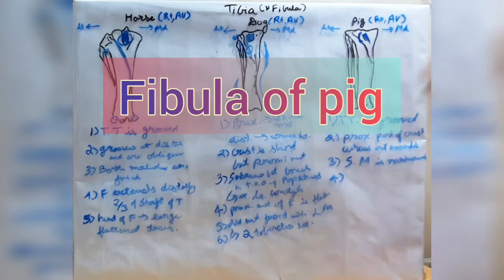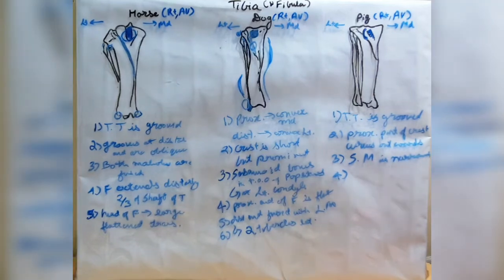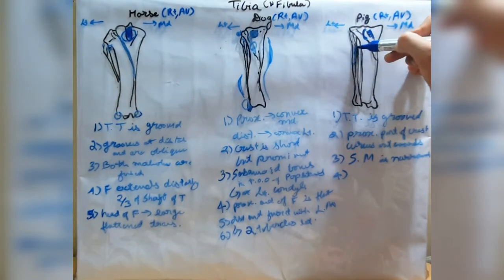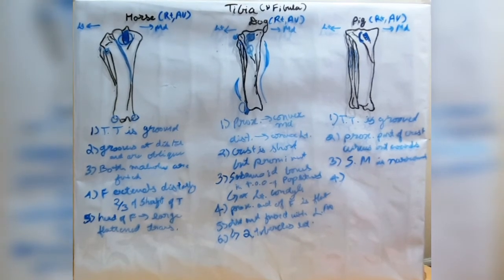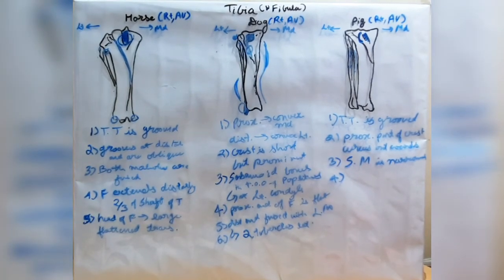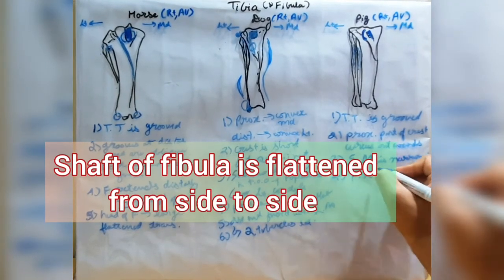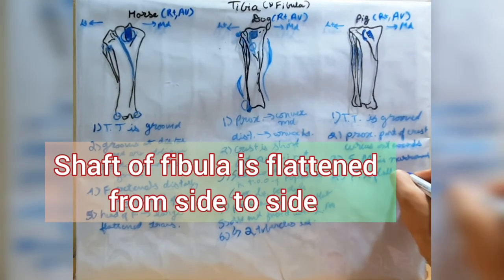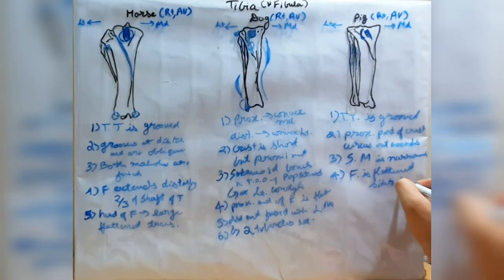Now let us come to the fibula of pig. The fibula of pig has a flattened shaft. So you can see this is one side and this is the other side. So the lateral and medial sides both are very flat. So fibula is flattened side to side.